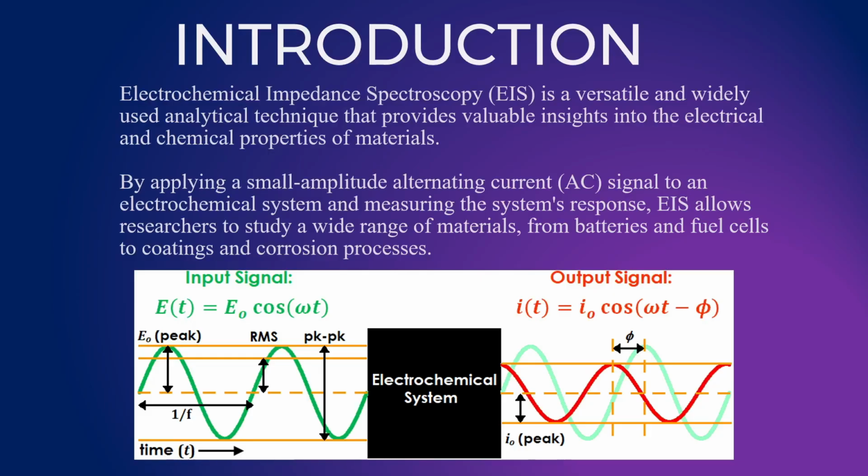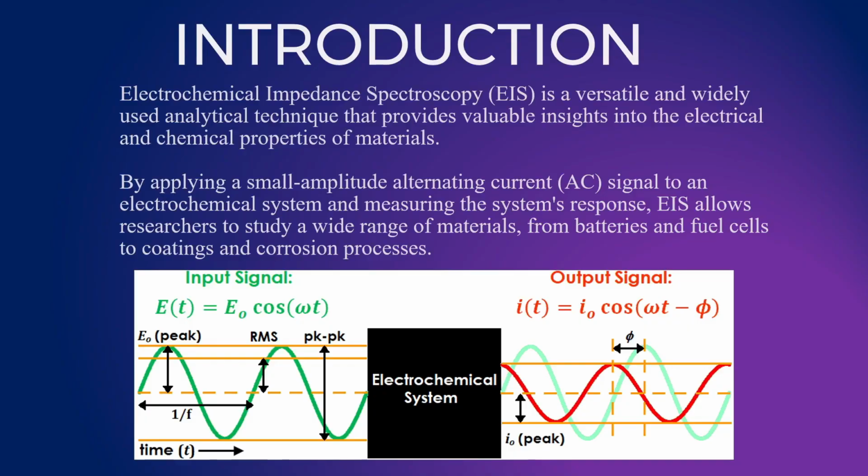So what basically is electrochemical impedance spectroscopy? It is a versatile and widely used analytical technique that provides valuable insights into the electrical and chemical properties of materials. So basically, if you have a battery and you want to know what is going on inside that battery, what kind of chemical reaction or kinetics it is following, then you need to perform this experiment so that you can know the behavior of the material, and in the later stage you can go on optimizing the performance or design of the material.